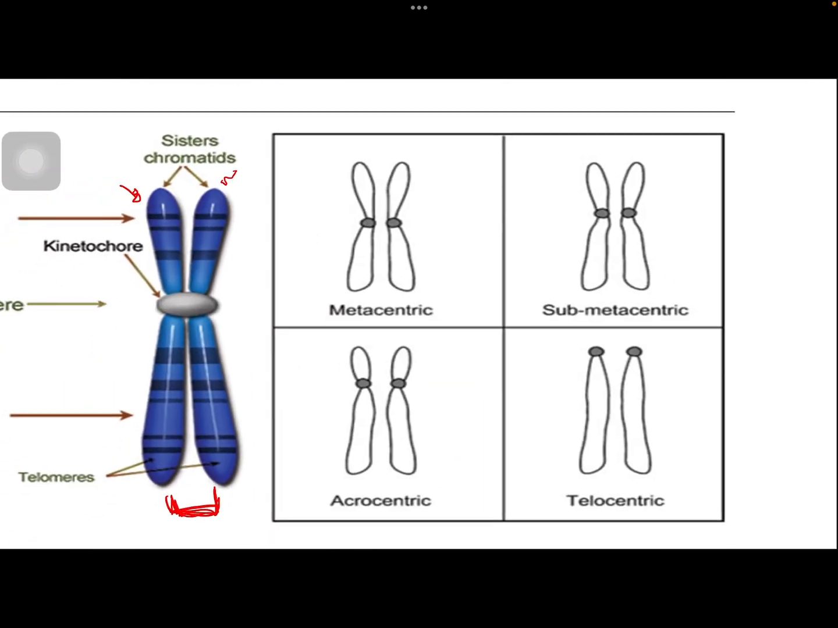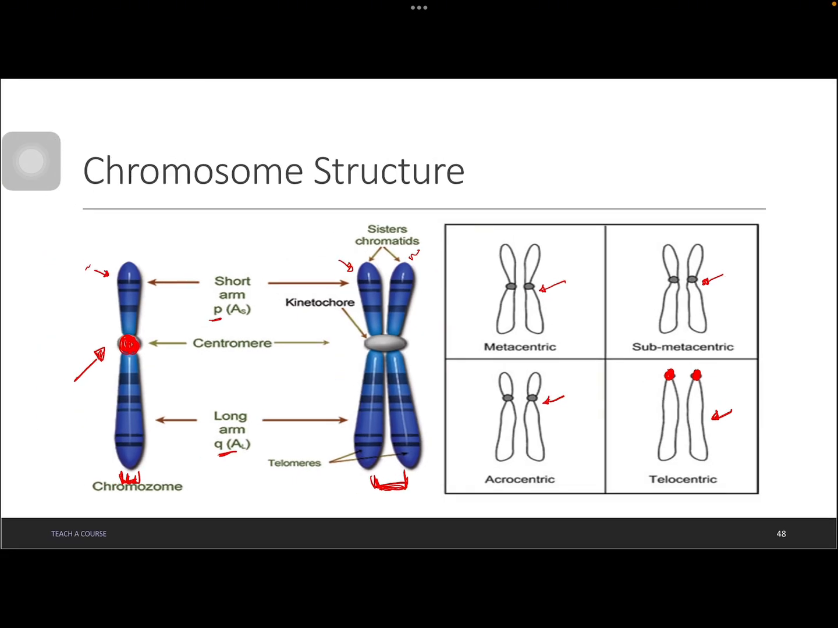Next are the positions of our centromeres. If the centromere is exactly in the middle of the chromosome, it is called metacentric. If it is slightly higher, it is submetacentric. If it is higher but not too high, it is acrocentric. However, if it is at the very top, to the point that there is no P-arm or short arm, we call that telocentric. Again: metacentric, submetacentric, acrocentric, and telocentric.